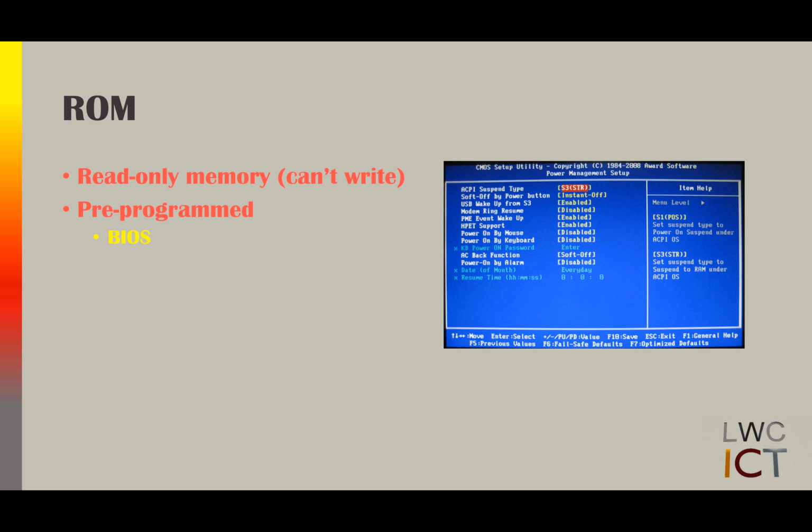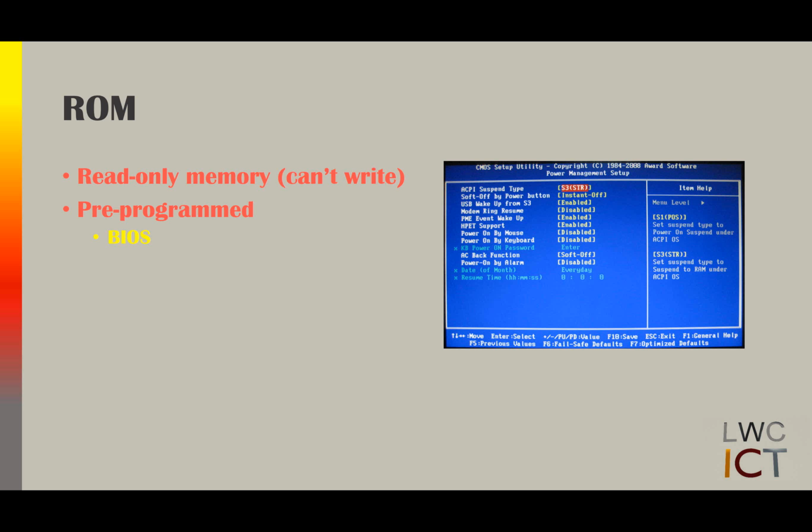Next we've got ROM. Now ROM you don't really have to deal with all that much, but you may have heard of it with CD-ROM. Now CD-ROM is a disk that you can't write to. It's already been written on. It's exactly the same with ROM in your computer. It's read-only memory, you can't write it, and it's pre-programmed.